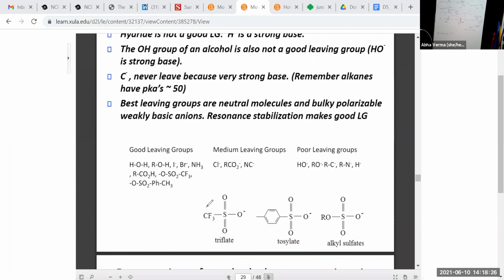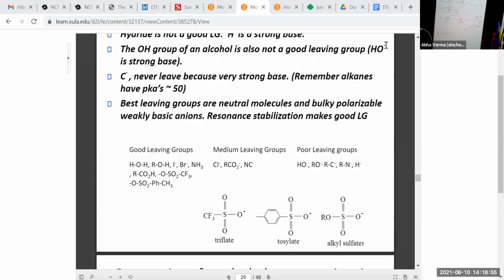You don't need to know the exact structures for the sulfonates, but you must know how we are naming them, like this is a triflate, OTf. I will just write OTf, or I might write just OMs, and you must be able to recognize that these have sulfonates in them. Any questions so far?